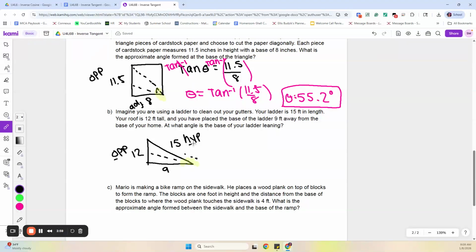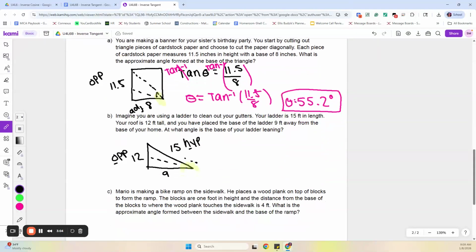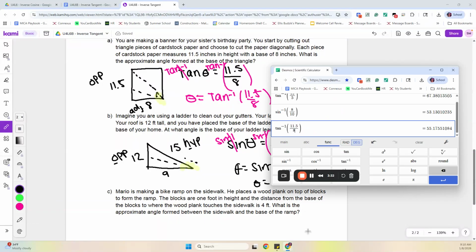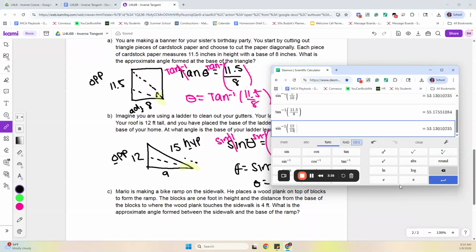I'll use opposite hypotenuse. So that will go as sine. Opposite over hypotenuse. So we'll do sine theta since I don't have my angle. That's what we're looking for. Of my 12 over my 15, opposite over hypotenuse. We'll do sine inverse. We get theta equals sine inverse of 12 over 15, which equals 53.1.